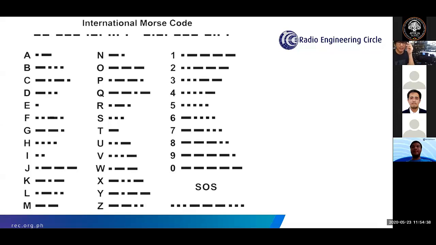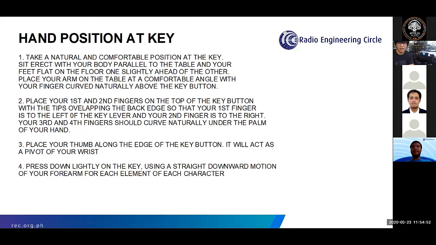It is here for you to have a graphic idea what it looks like. But it is really discouraged in the Morse code community to use this. What we use is this one. Okay, anyway, I have to discuss this first.